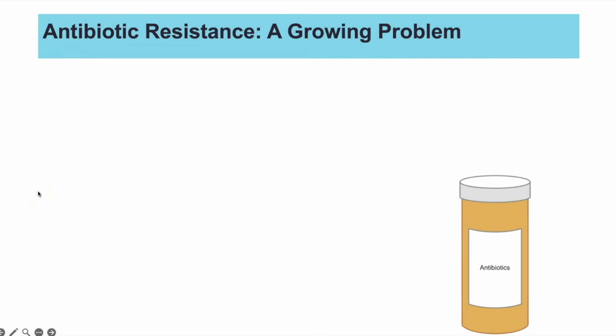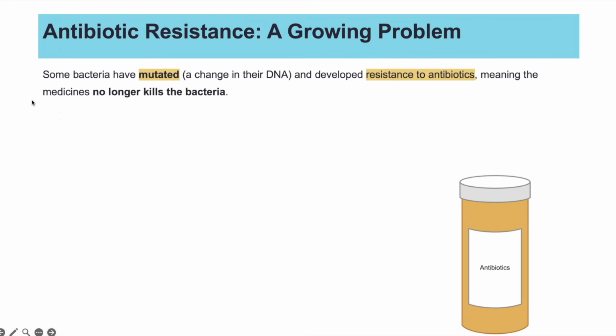But there has been a downside to this because the misuse and overuse of antibiotics has resulted in some bacteria being antibiotic resistant. So let's go through what that means. Some bacteria have mutated, and what that means is their DNA, so their genetic material, has changed. That's what a mutation is. It's a change in the DNA.